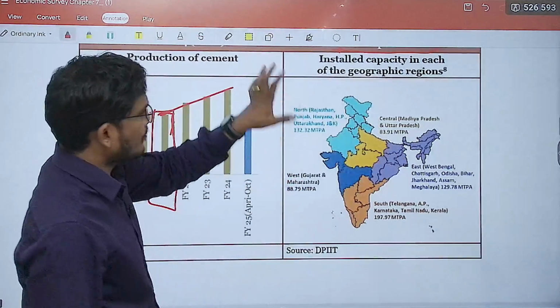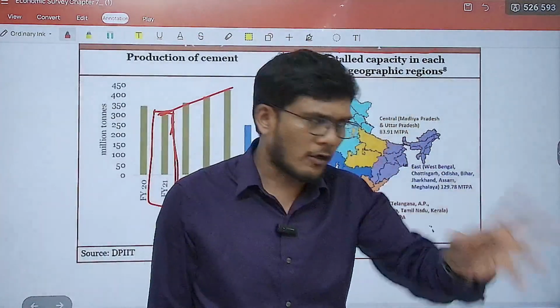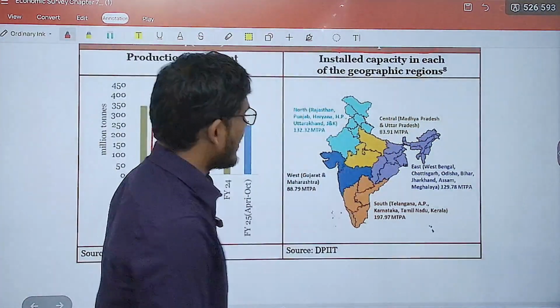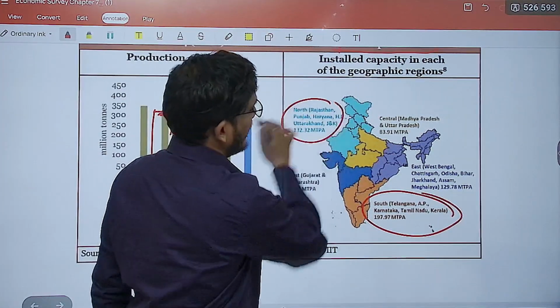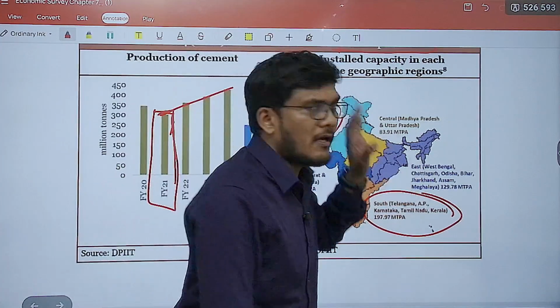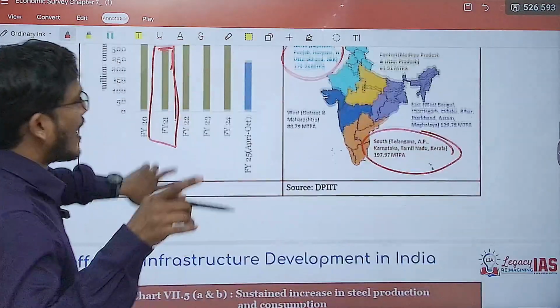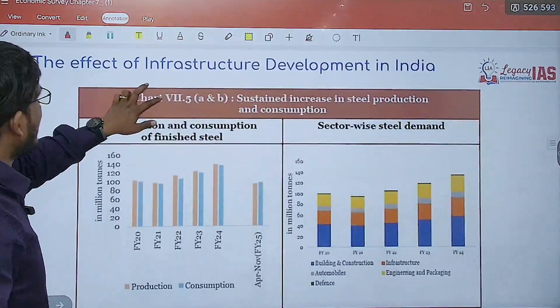If you look at the installed capacity with respect to geographical location, the southern India has the highest capacity, then it is the northern India, and then the rest of the region. So southern India produces the highest amount of cement in India.